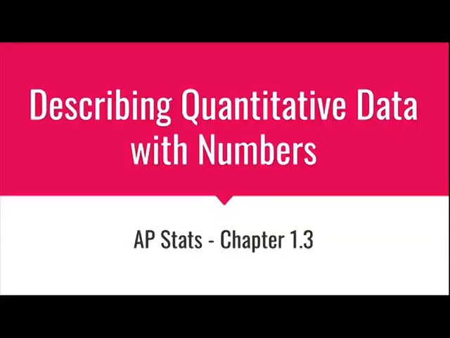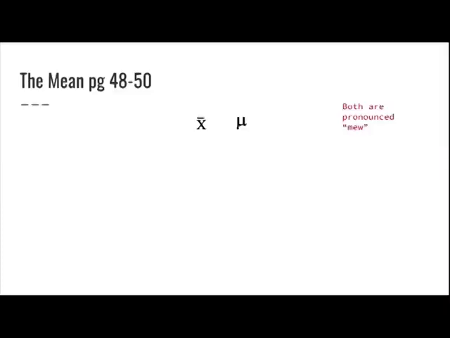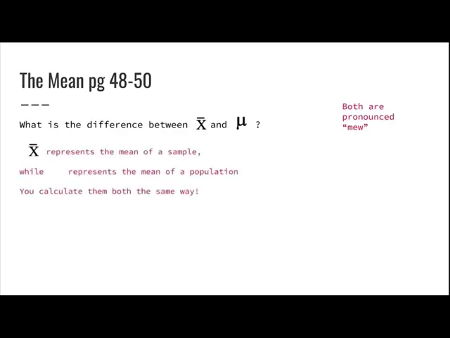All right, so today we're going to be describing quantitative data with numbers for chapter 1.3. Take a second and read pages 48 to 50. So what is the difference between this X with a line over itself and this U-looking shape? The X with a line over itself represents the mean of a sample, while this shape, called the mu, represents the mean of a population, and you calculate them both the same way.